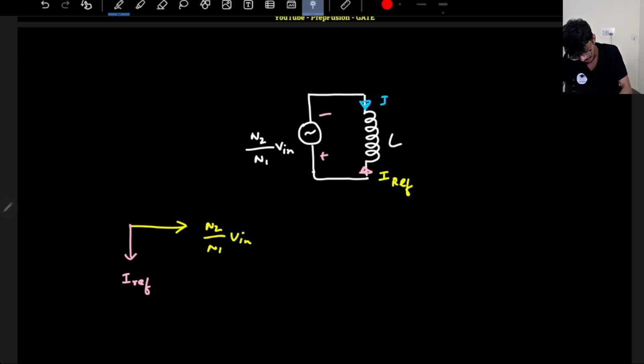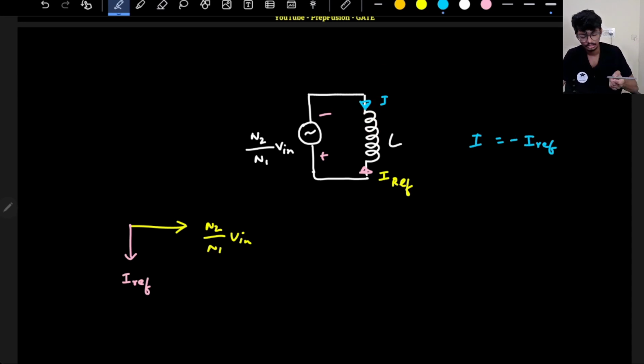Okay. What about I though? What about I? If I apply KCL here, I can observe the given current direction is the negative of my actual current. So I reference plus I will be 0, right? So actually I is opposite of I reference. I reference is here, so I will be opposite of I reference, so it will be here.